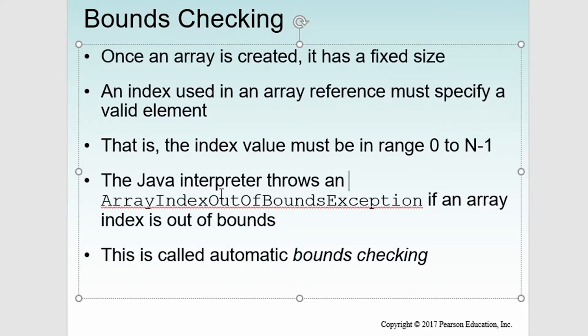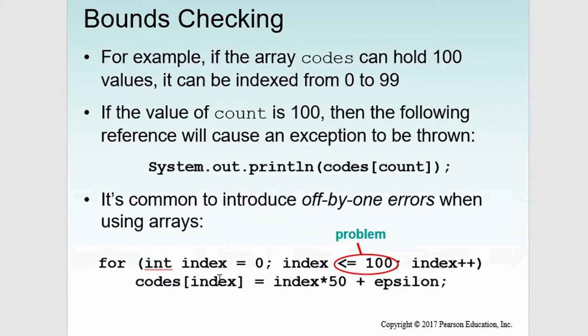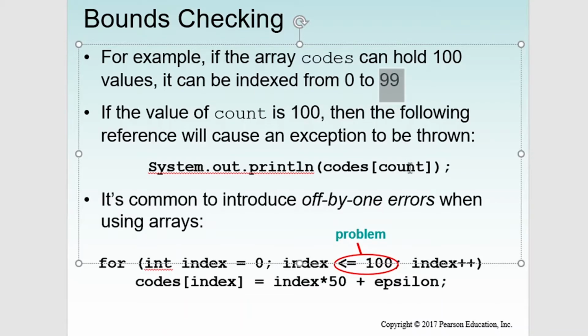The Java interpreter throws an array index out of bounds exception if an array index is out of bounds. This is called automatic bounds checking. For example, if an array codes can hold 100 values, it can be indexed from 0 through 99. If the value count is 100, then the following reference will cause an exception to be thrown. System.out.println codes[count], so they're saying count is 100. So since the highest possible value is 99, once you get to 100, you have an array out of bounds exception. In chapter 11, we'll learn more about exceptions.